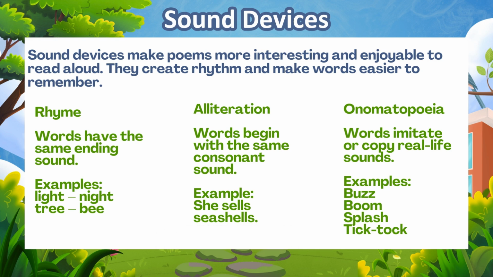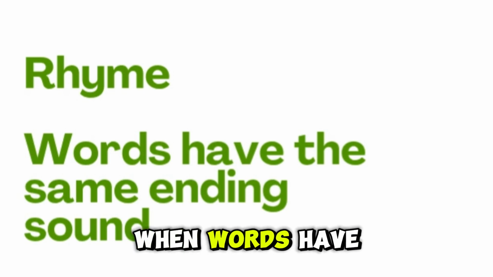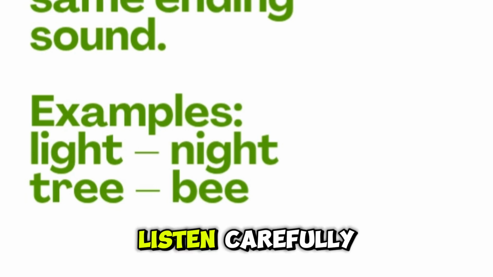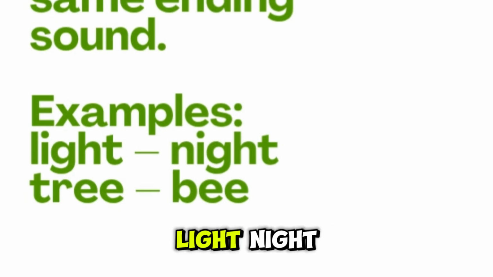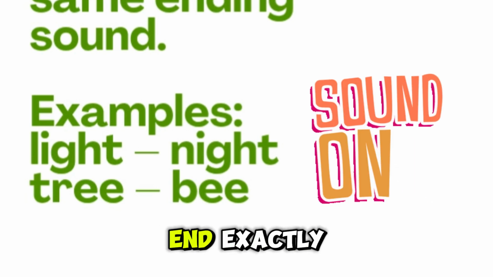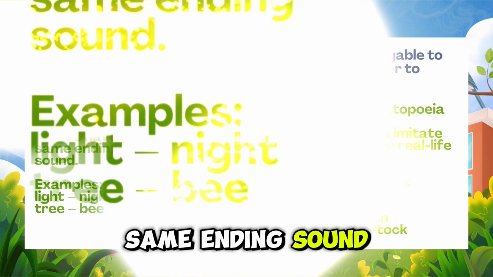1. Rhyme. The first sound device is rhyme. A rhyme happens when words have the same ending sound. Let's read the examples together. Light, night. Tree, bee. Listen carefully. Light. Night. Do they sound alike at the end? Exactly. They rhyme because they share the same ending sound.